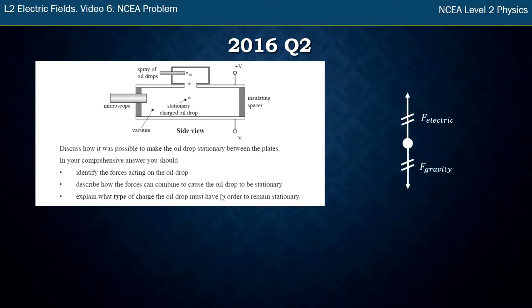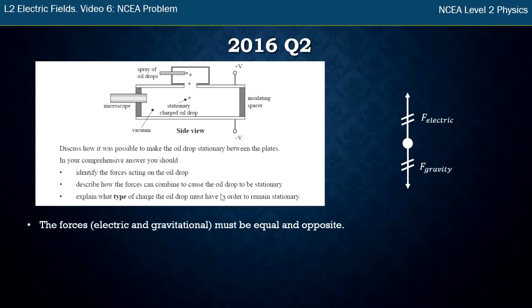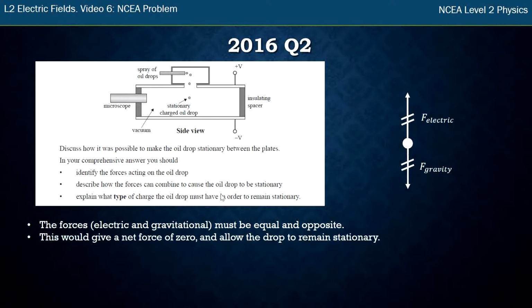Okay, so I'm going to identify the forces with a force diagram. If it's a stationary oil drop, there's a net force of 0, so there must be balanced forces. Gravity is obviously the force pulling down, so there must be something pulling up, and that is an electric force. So I'm just going to write that as a sentence. The forces, electric and gravitational, must be equal and opposite, and this would give a net force of 0 and allow the drop to remain stationary.